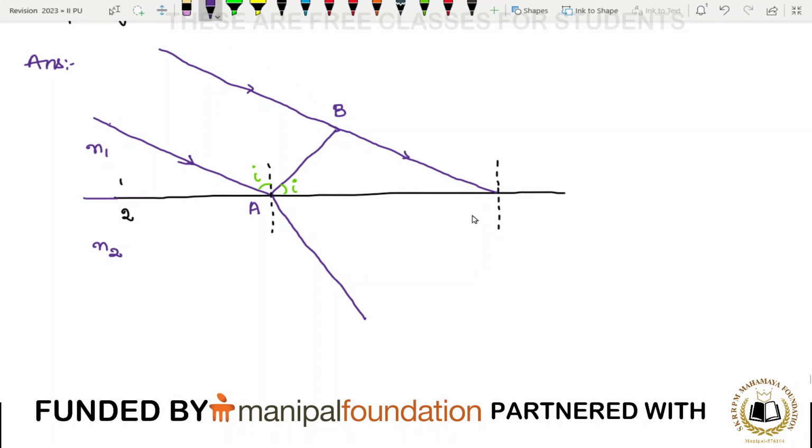This and which one here? A, B. This I call it as which one here? C. Now this is traveling from where to where? Rarer medium to the denser medium. Once again this will bend towards the normal. It will go like this.